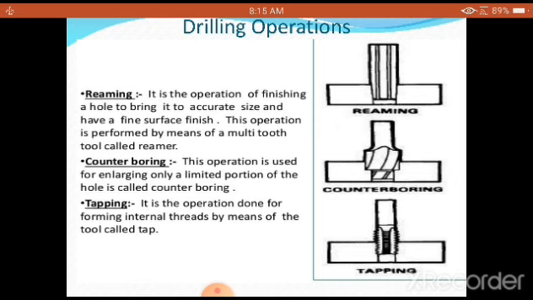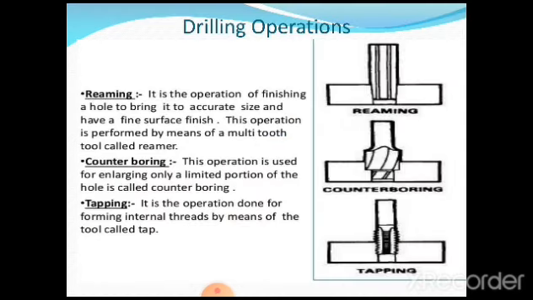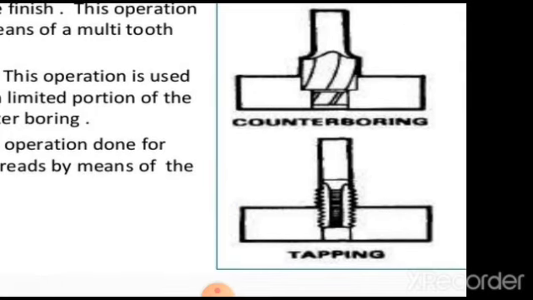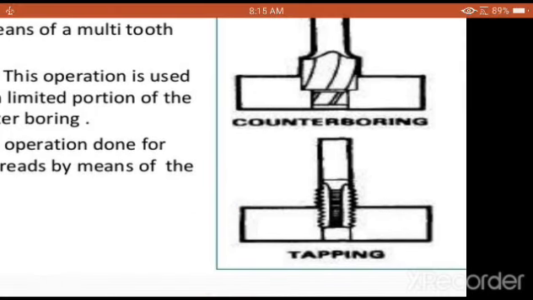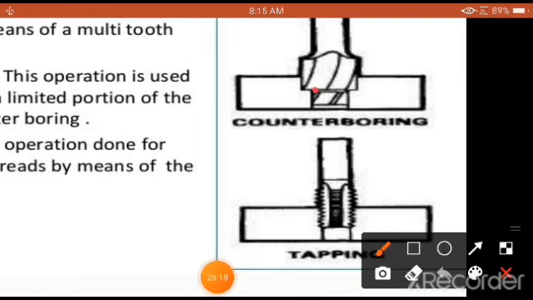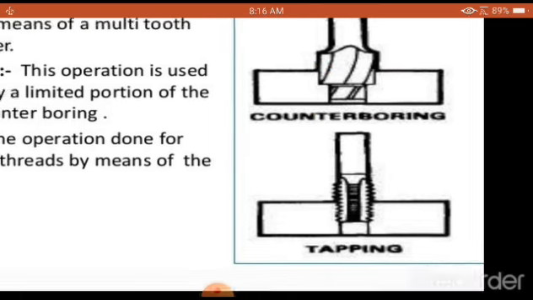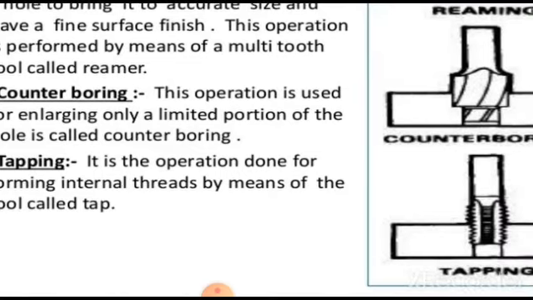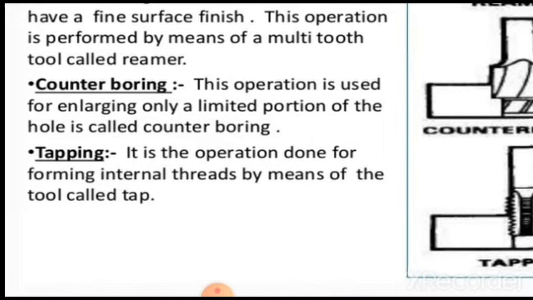As you are going to see very clearly here, I will make you understand. Now this is a general hole which has been drilled. I want to enlarge only a certain portion of the hole, but not to the complete depth. Such an operation we call counter boring. This operation is used for enlarging only a limited portion of the hole.